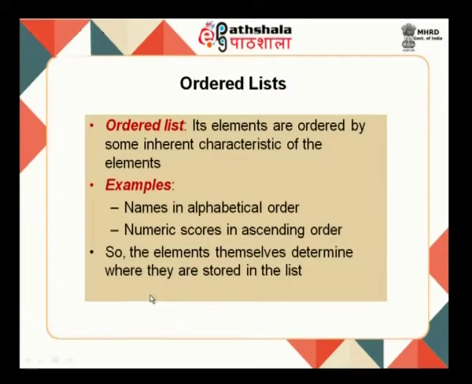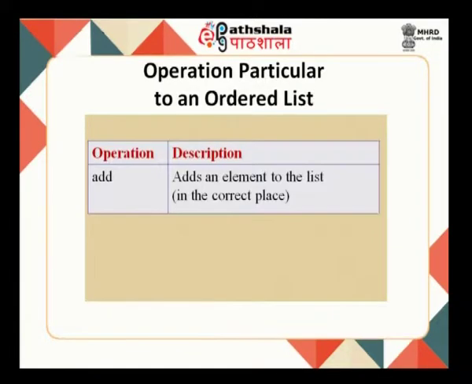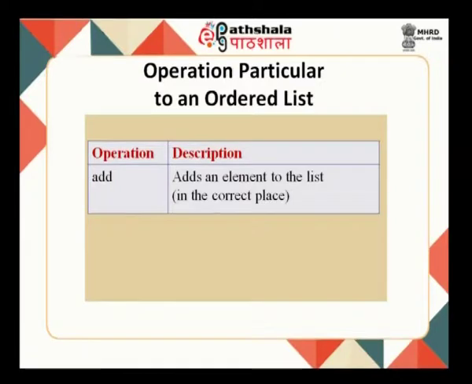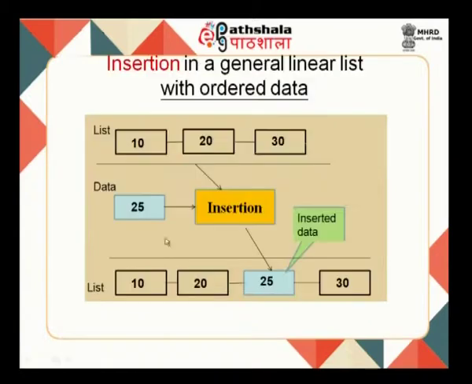Now, what is special about an ordered list? Where in the list an element has to be stored depends upon the value of the element. The special operation particular to an ordered list is add. Remember, as we discussed before, the add operation is different for ordered, unordered and indexed lists. In add, it adds an element to the list, and the correct place is specified by the value of the element. That is the ordered list.